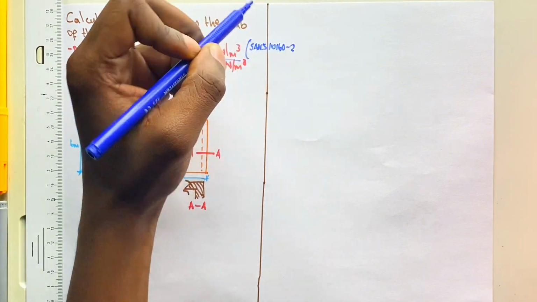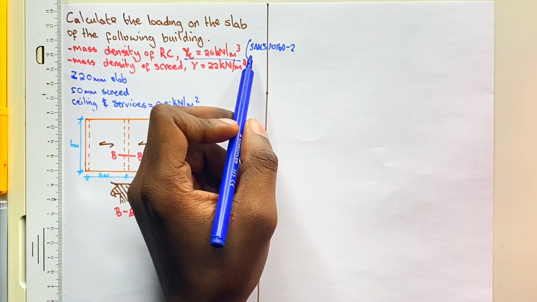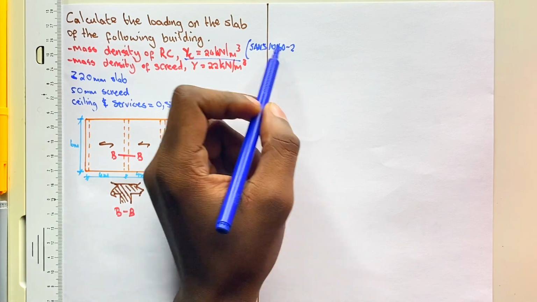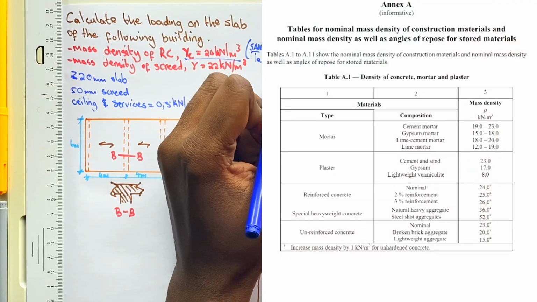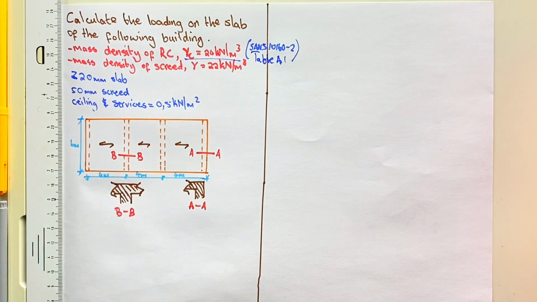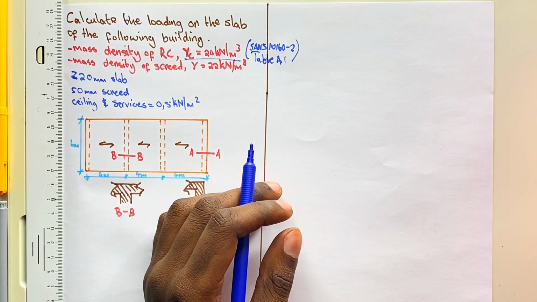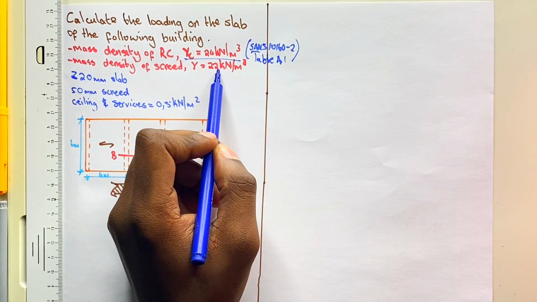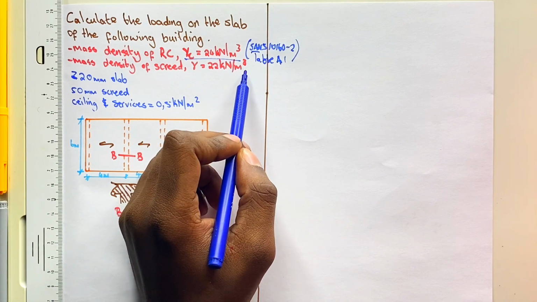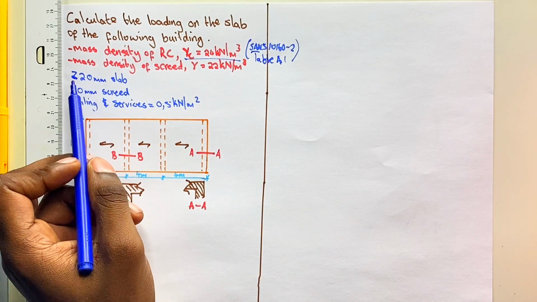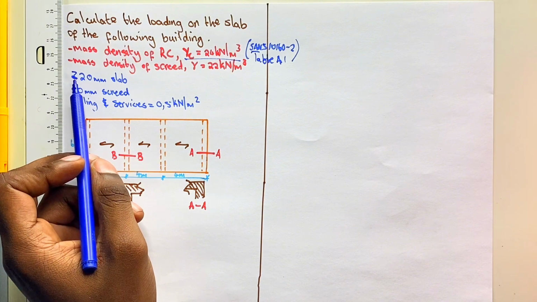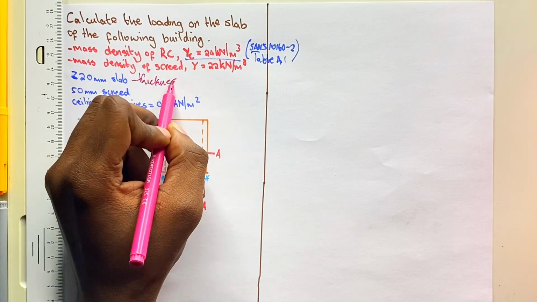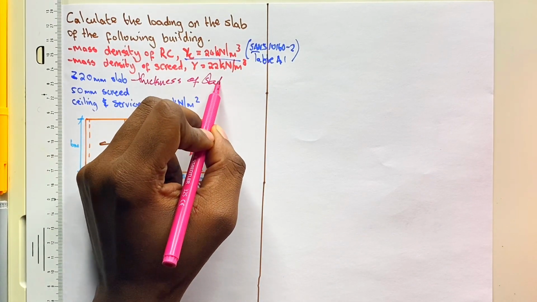Each of the guideline books has its own purpose, and in SANS 10160-2, table A1, you will find the different mass densities for different materials. You are also given that the mass density of screed is equal to 22 kilonewtons per cubic meter. What we also have here is the thickness of the slab. You are told that it is 220 millimeters. That is the thickness of the slab.